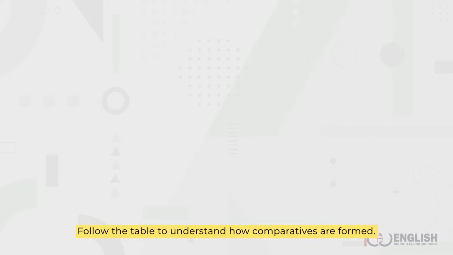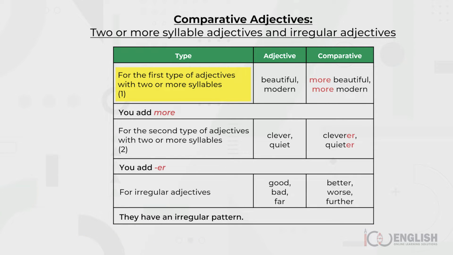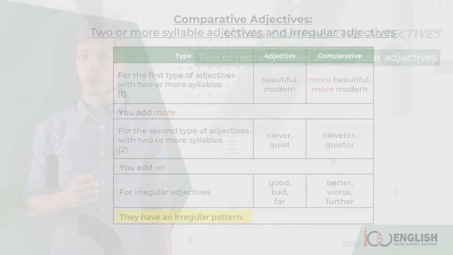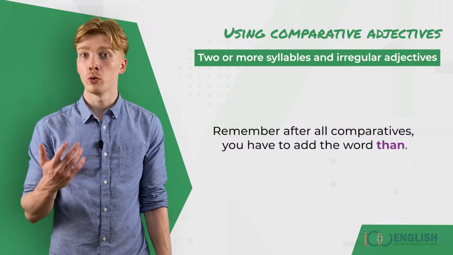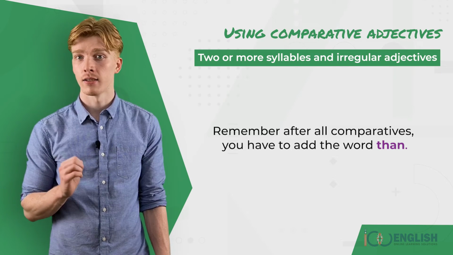Follow the table to understand how comparatives are formed. For the first type of adjectives with two or more syllables, you add more. For the second type of adjectives with two or more syllables, you add ER. For irregular adjectives, they have an irregular pattern. Remember, after all comparatives, you have to add the word than.